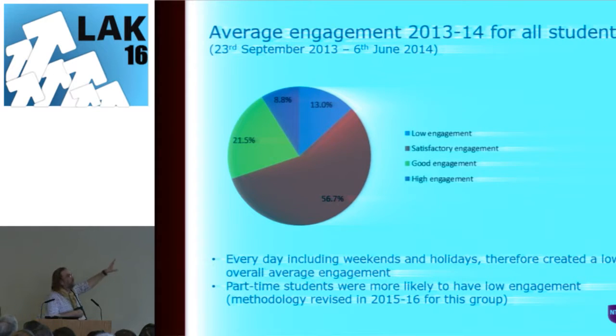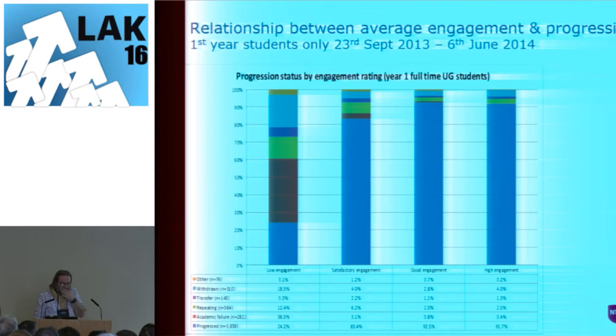So even though we were running a pilot year with just 4 courses, what we were able to do was to anonymize the data and look across the whole of the institution. So we've got a fairly small number of students with low engagement. Biggest block is those with satisfactory, then good, and then high. So the important question really is, is there a relationship between engagement as measured by the dashboard and student progression?